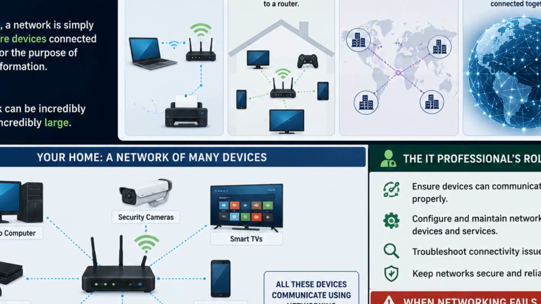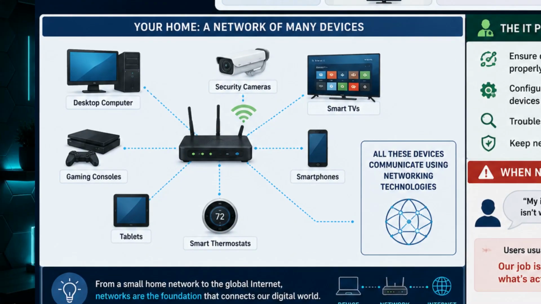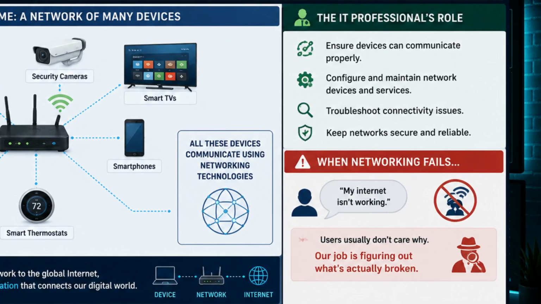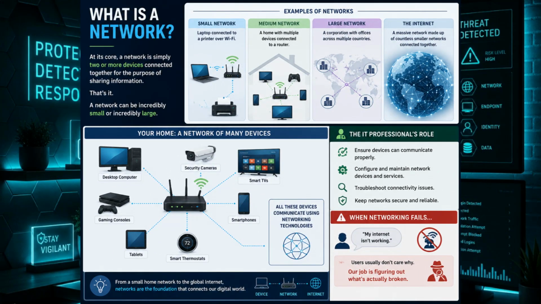So think about your house for a second. You may have a desktop computer, a gaming console, smart TVs, smartphones, tablets, security cameras, or even a smart thermostat. All of these devices communicate using networking technologies. And as IT professionals, it's often our job to make sure that these devices can communicate properly. And when networking fails, users usually don't care why. They simply tell us, "My internet isn't working." And it's our job to figure out what's broken.